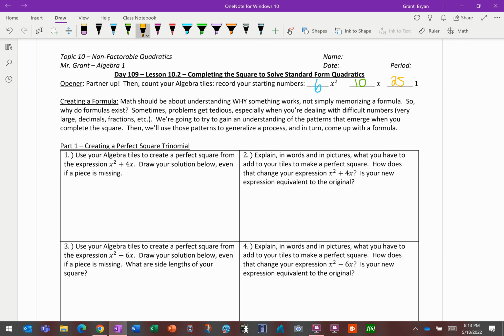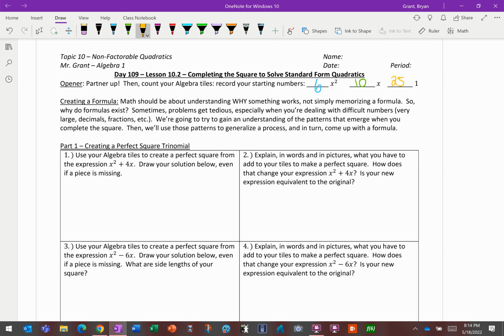So, what is our end goal for completing the square to solve standard form quadratics? Well, we want a nice handy-dandy formula that will complete the square perfectly for us every time. Math really should be about understanding why something works, not just memorizing a formula. So, why do formulas exist? Well, oftentimes problems get tedious. You're doing the same type of problem over and over again. You might have some difficult or gross numbers. And so that formula should help take the edge off of anything and make it go faster, right? It's an efficient way to do something.